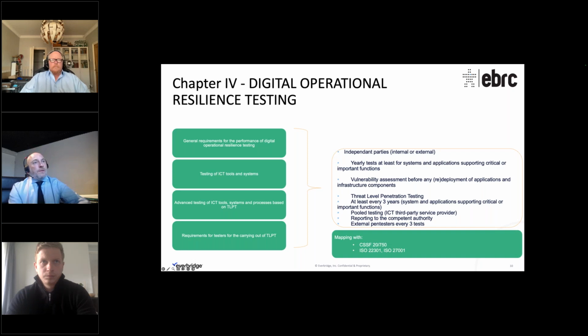Chapter 4 is digital operational resilience testing. You have the obligation to perform testing and exercises with independent parties, which can be internal or external, based on yearly tests at least for systems and applications supporting your critical or important functions, essential functions. You have to perform vulnerability assessment before any deployment of application and infrastructure components, and you have to perform, for sure, threat-led penetration testing at least every 3 years.